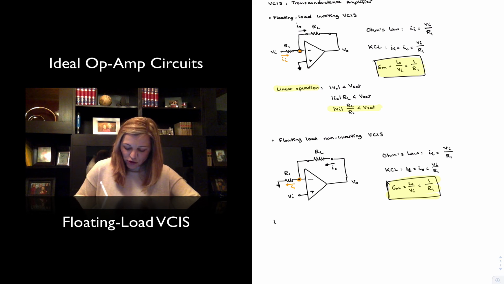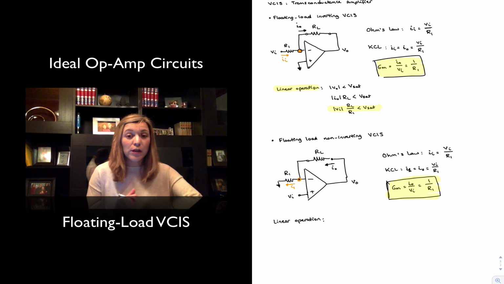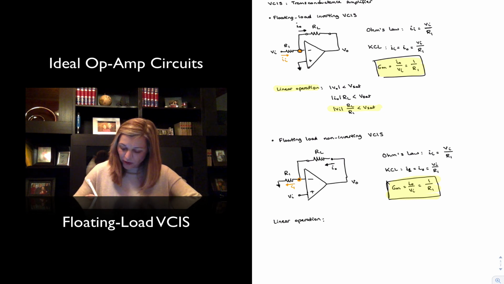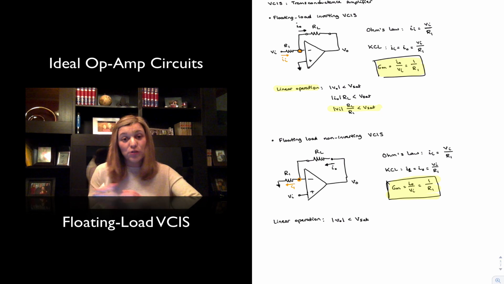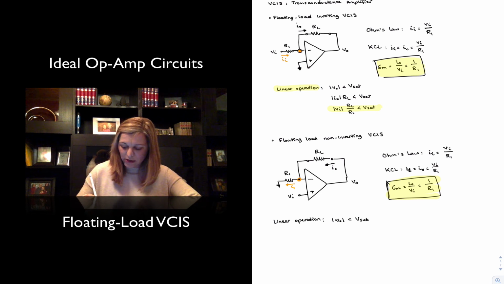If we wanted to know the conditions for linear operation, again with an op-amp, the condition for it to be operating in the linear region, or for any op-amp based circuit, is that the output of the op-amp be less than the saturation voltage, both on the negative and the positive side. Normally we express this as the absolute value of V out being less than the saturation voltage. And again, this is assuming that the saturation voltage is symmetrical on both sides, but it should be easy to modify the calculation if we had a non-symmetrical case for positive and negative saturation voltages.